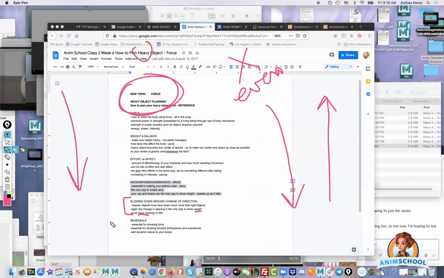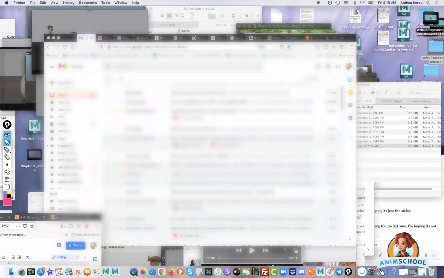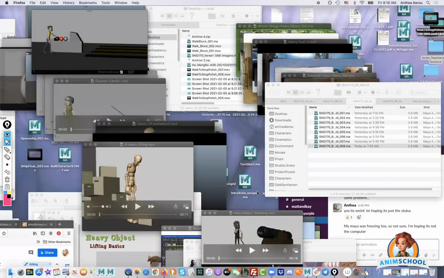Heavy objects increase in speed when they're falling. Same when you're going up, you're only decreasing in speed. Those are the basics of weight and spacing, so we want to follow that. The reversals, we'll see some examples of that, but that's basically when the character reverses the arc of their body. And it can add a really dynamic nature. It's going to be essential for this assignment because you're going to want to show exaggeration in the character's body. So now we're going to look at some examples.